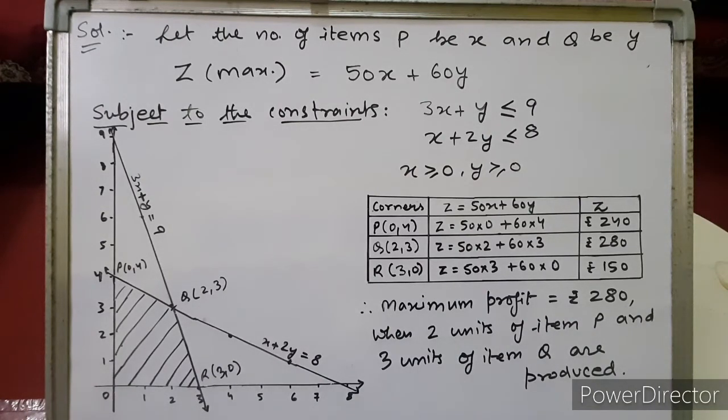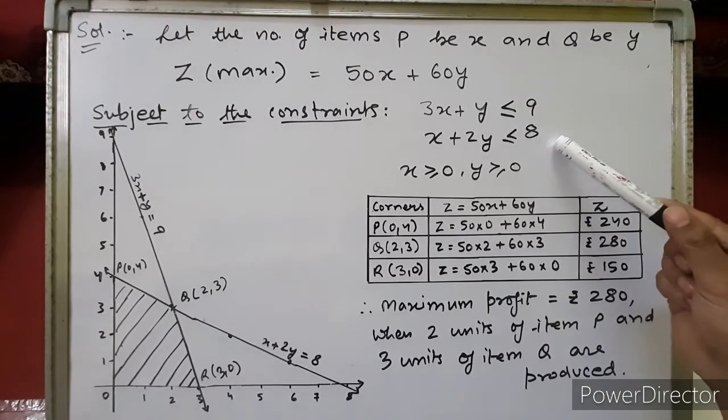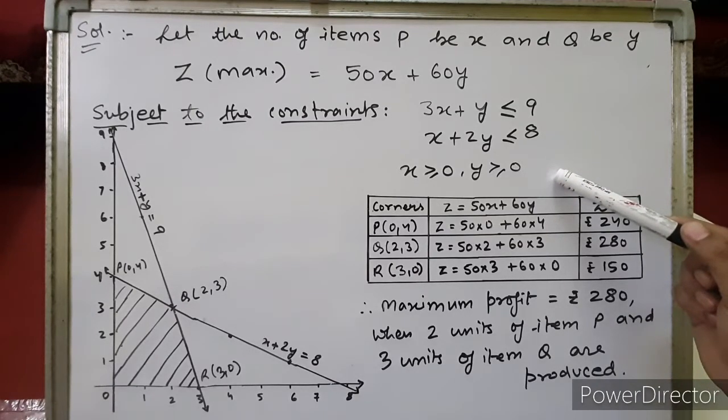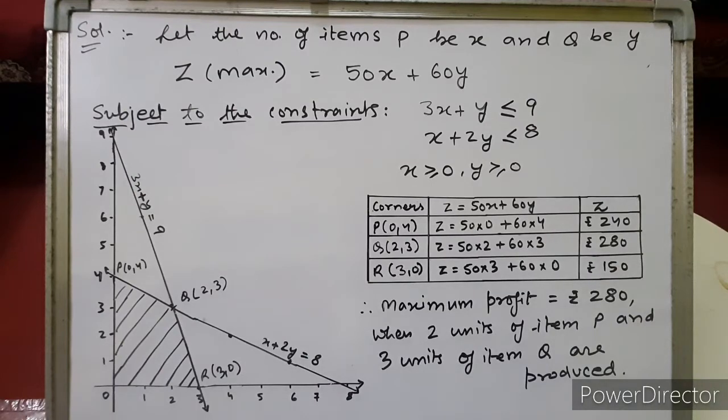Now each unit of item P requires 1 gram of copper and each unit of item Q requires 2 grams of copper. So for x items of P it will be x grams of copper, and for y items of Q it will be 2y grams of copper, and x plus 2y will be less than equal to 8. Why? Because the company has only 8 grams of copper in store. The value of x will be greater than equal to 0 and the value of y will be greater than equal to 0. It cannot be less than 0, right? The number of units will not be less than 0.